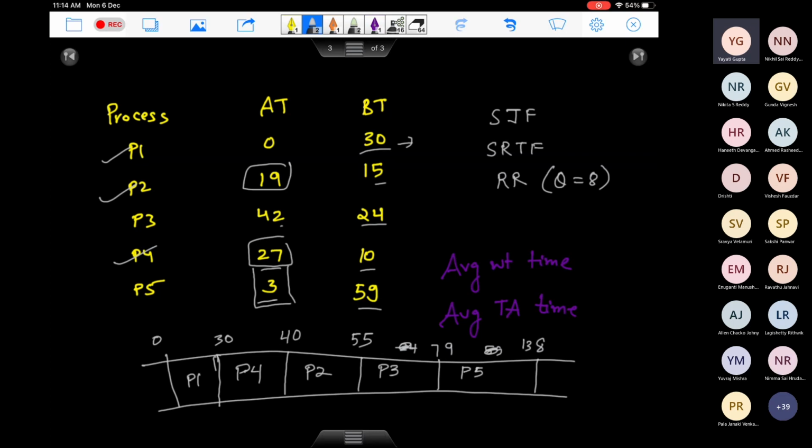So did anyone get this Gantt chart? Did you compute your waiting time and turnaround time based on this? Yes, ma'am. Okay. Can you write the values in the chat window? Wait. I'm calculating it, ma'am. One second. All right.